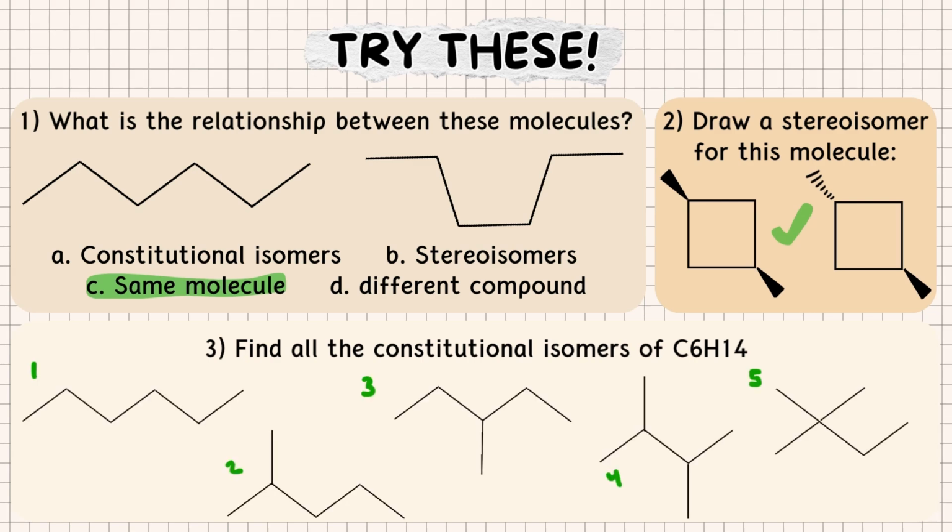Check them out. If you struggled to find them all, remember you can just keep snapping off a carbon one at a time and connecting it somewhere else, and then you'll find all the options, keeping in mind that drawing kind of mirrored forms or different rotated forms wouldn't count as a different constitutional isomer.